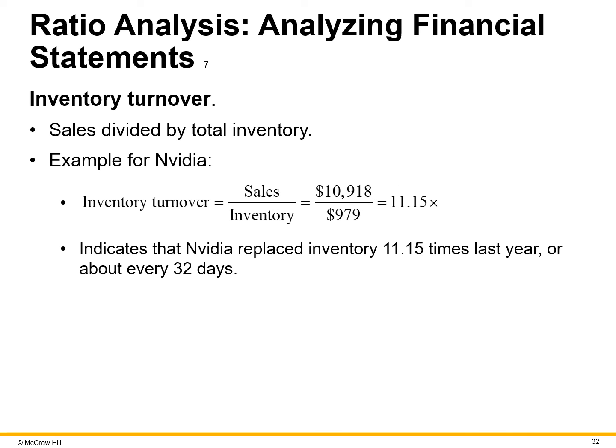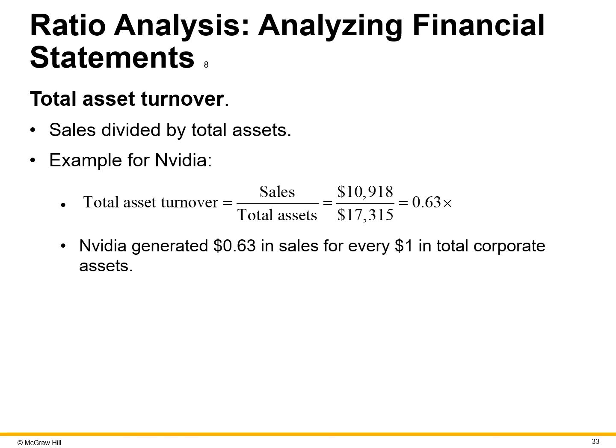Inventory turnover is sales divided by total inventory. It indicates how many times a firm sells and replaces its inventory over the course of a year. A high inventory turnover ratio may indicate a great efficiency, but also suggests a possibility of lost sales due to insufficient stock levels. Total asset turnover is sales divided by total assets. It measures how well an organization uses all its assets in creating sales. It indicates whether a company is using its assets productively.